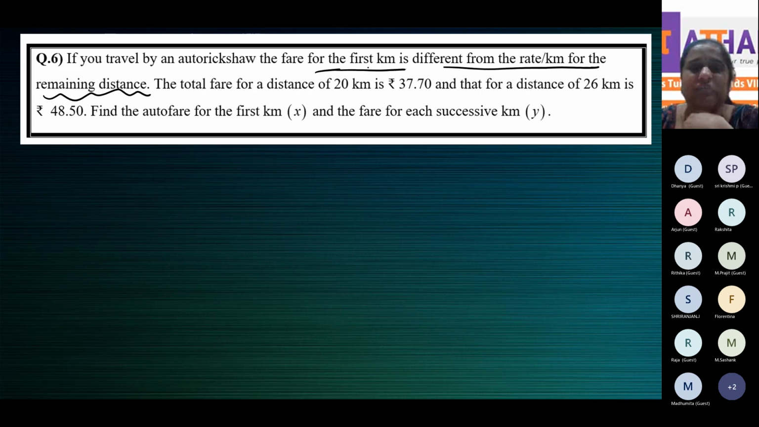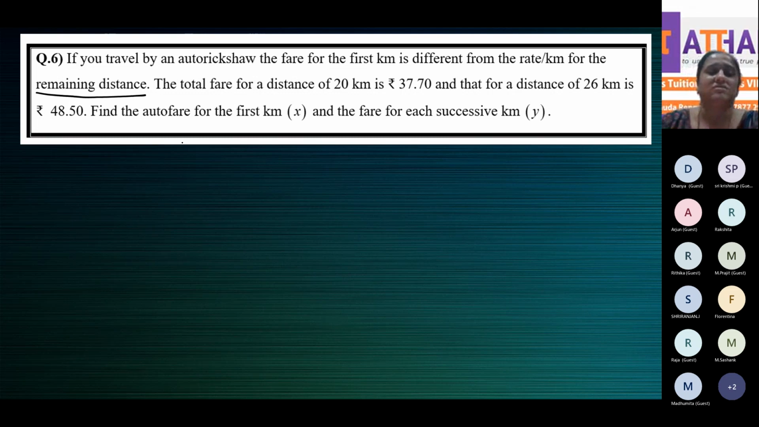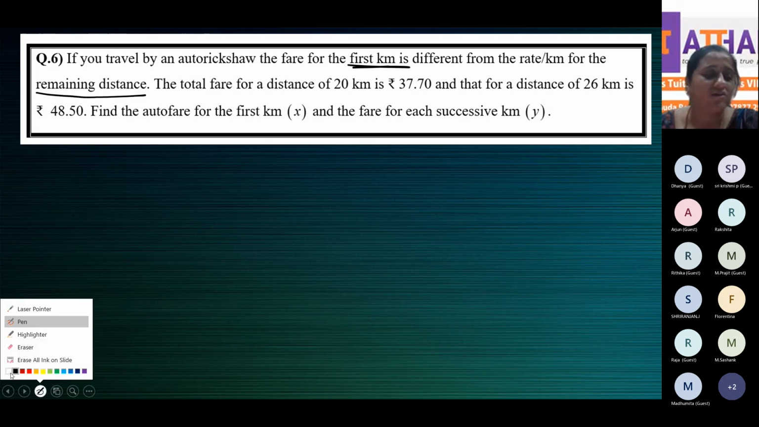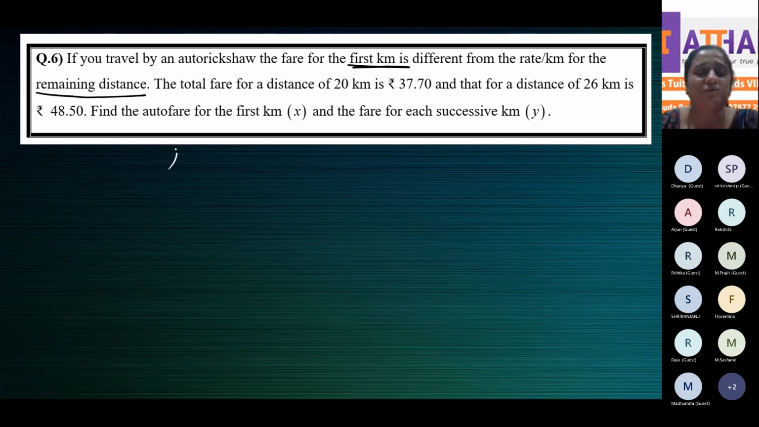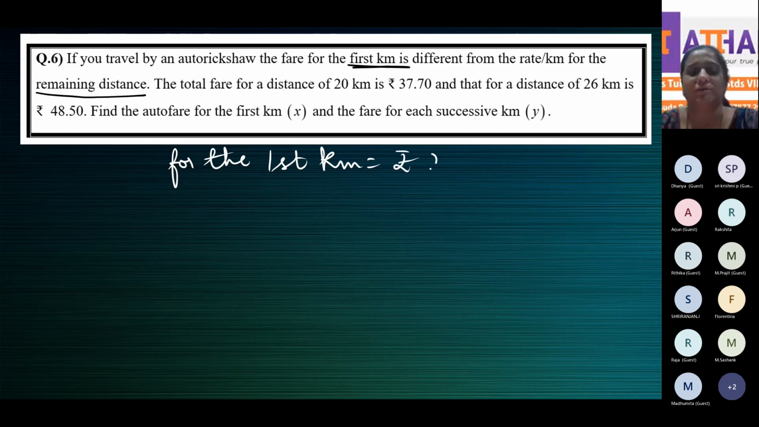So for the first kilometer, the rate is different. That is fixed. And the rate per kilometer for the remaining distance is different. See that word, remaining distance. Let's take an example. Now, supposing the automan says for the first kilometer, you have to pay me 25 rupees.